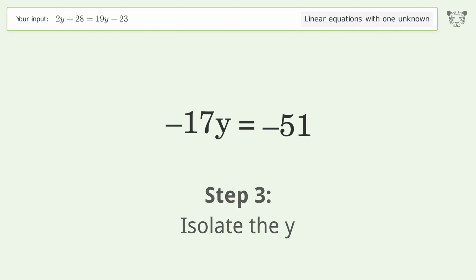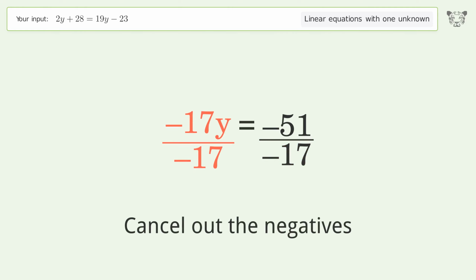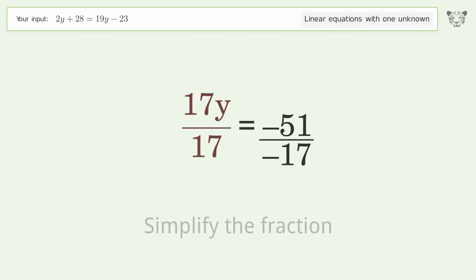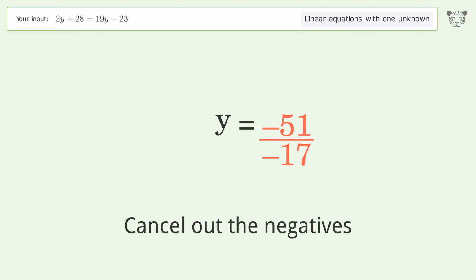Isolate the y. Divide both sides by -17. Cancel out the negatives. Simplify the fraction. Cancel out the negatives.